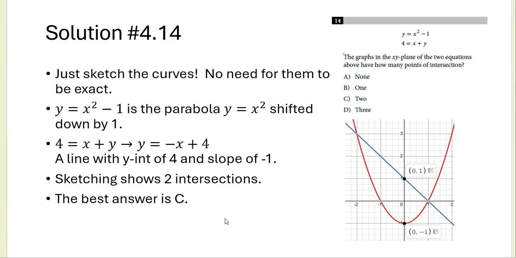And by the way, we could have eliminated choice D right away because a line and a parabola can only intersect at most 2 times. Never 3. It can intersect 1 time, like if it touches at the minimum here, for example, and it can intersect no times if it's like a horizontal line down here, the linear line.